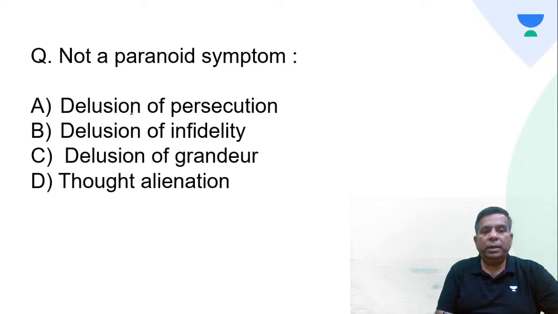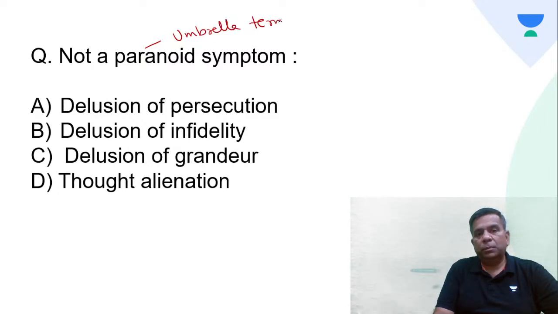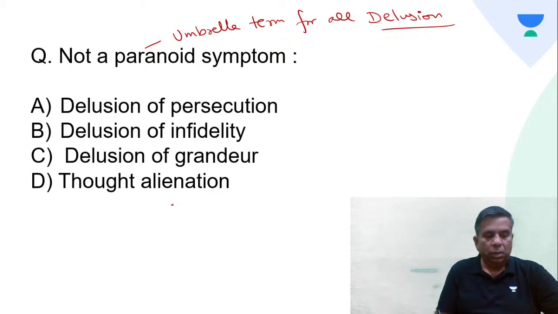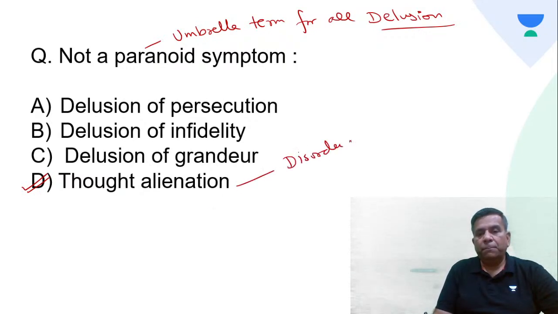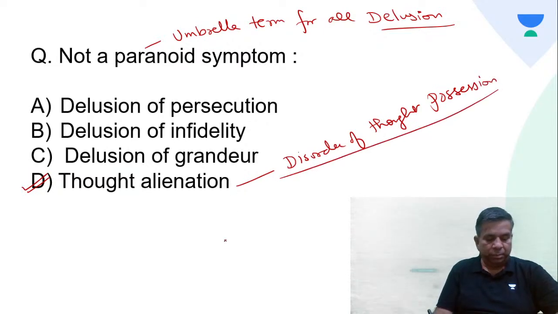So paranoid in English we all mean suspiciousness, but in psychiatry it's an umbrella term for all delusions. So whether it's a delusion of persecution, infidelity or grandeur, it will be a paranoid symptom. Thought alienation, though it's a disorder of thought possession, is not categorized as a paranoid symptom.